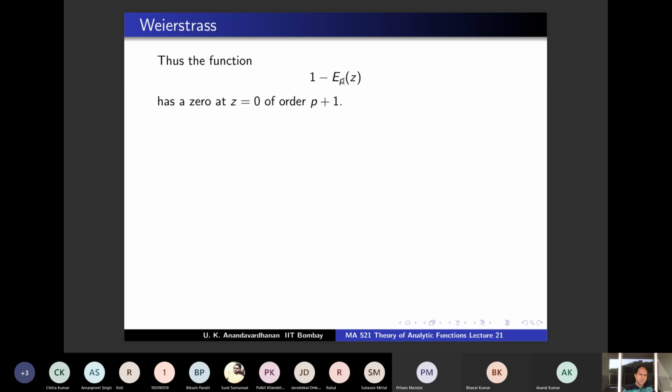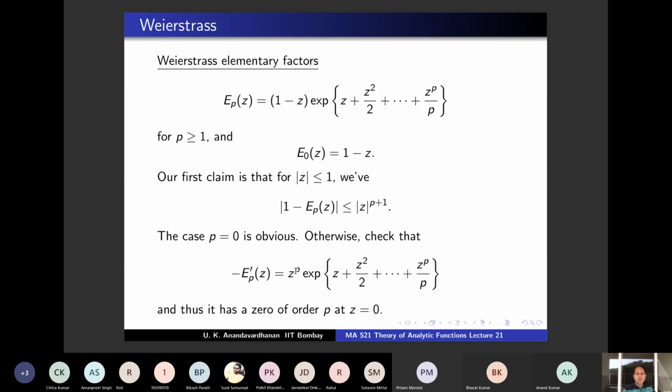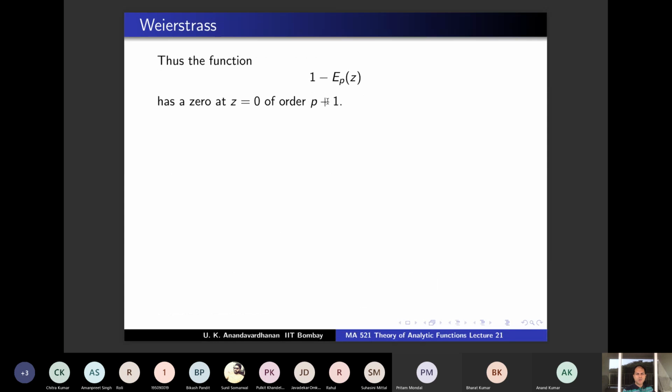Now you want to check what is the multiplicity, and the claim is it is p plus 1. Why is that? Because its derivative is this, and the derivative has a 0 of order p. So enough number of derivatives vanish, therefore it has a 0 of order p plus 1. And therefore we naturally consider (1 minus E_p(z)) by z power p plus 1. So this has a 0 of order p plus 1, so divided by z power p plus 1 will have no further 0 at z equal to 0, because the maximum 0 is taken out.